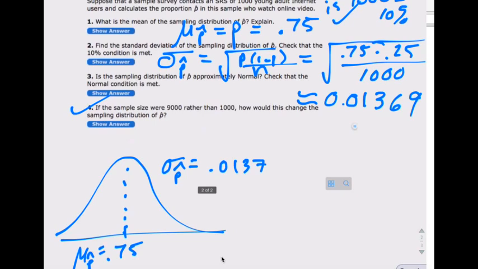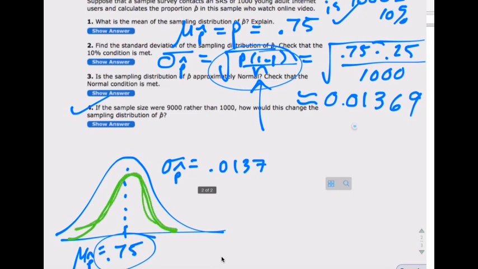If we change the sample size, it doesn't change our mean at all, right? That has nothing to do with n. But it does, in fact, change the standard deviation. So the only thing that really changes is that your denominator, instead of being 1,000, is now 9,000. A larger denominator means a smaller fraction. So your standard deviation is smaller, which means you've got less variability on your normal distribution there. Okay, cool. So voila, that would be your answer to number 4.